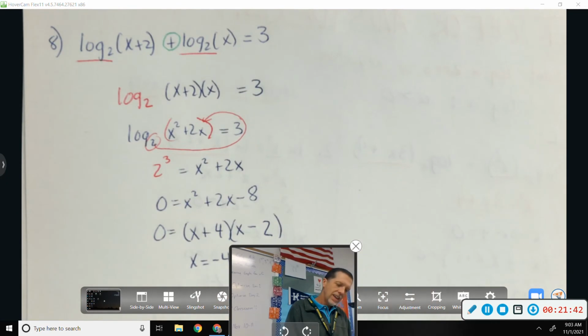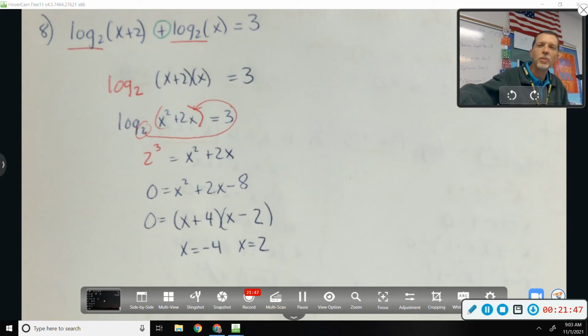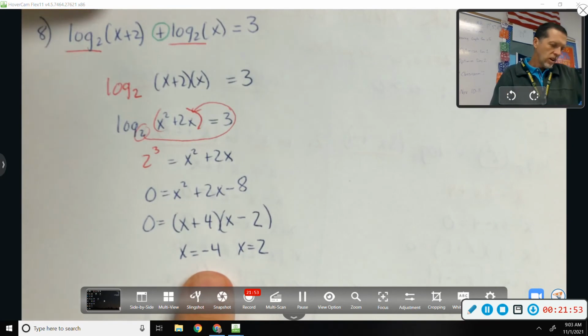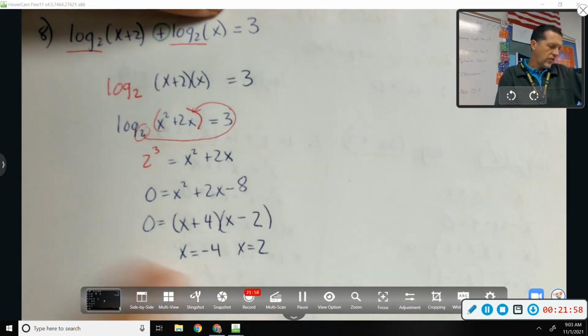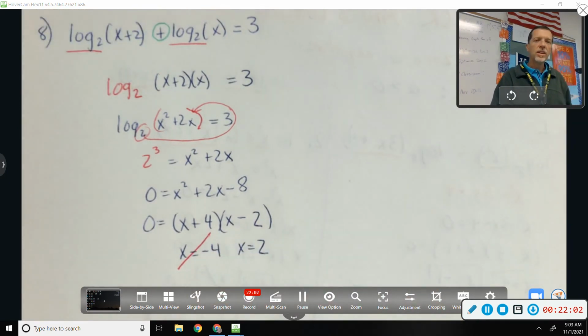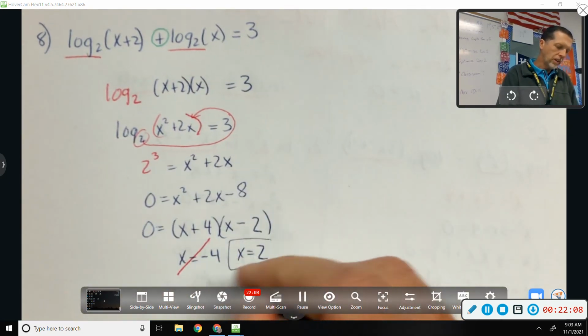x equals 2. And the danger here is to stop and say, what a terrible problem, we finished it, we're good. But I gotta check. So if I plug in negative 4, I get log of negative 2 and log of negative 4. He's out. If I plug in 2, that's fine. Log of 4, log of 2, we're good.